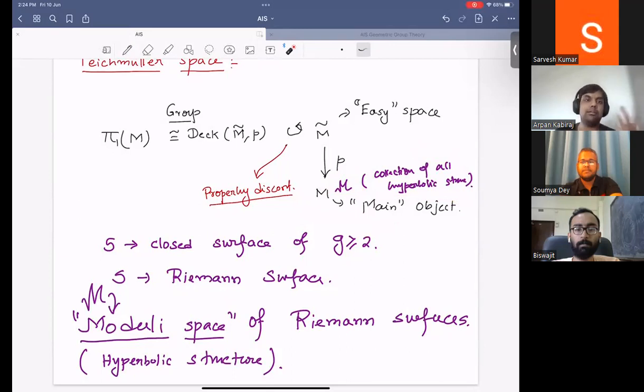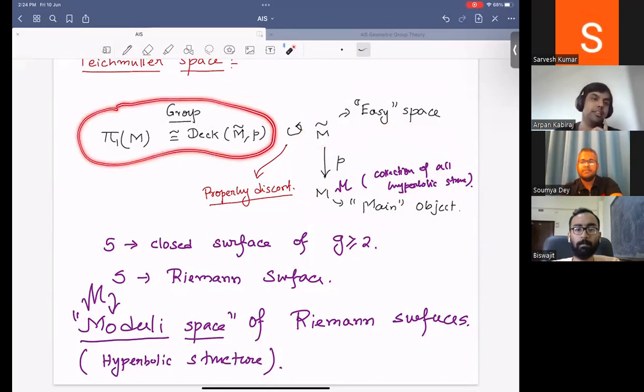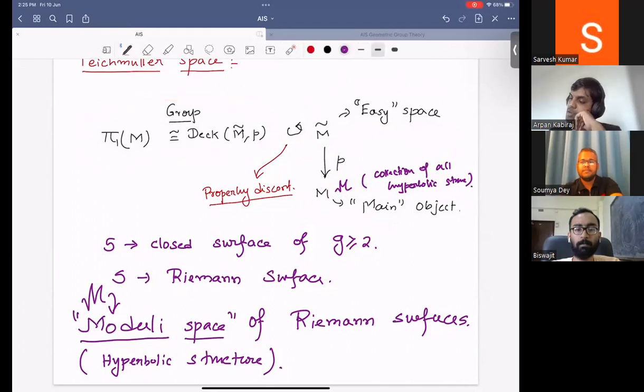So we are in the scenario where we have a main object we want to study, which is complicated. To make things simple, I need two things. First, I need a group. And then I need a space, which is in some sense an easy space, which has lesser topology. Now, in this scenario, where I'm considering a collection of hyperbolic metrics, this group you have already seen. This is the mapping class group. So you have a group, and the space you want to study.